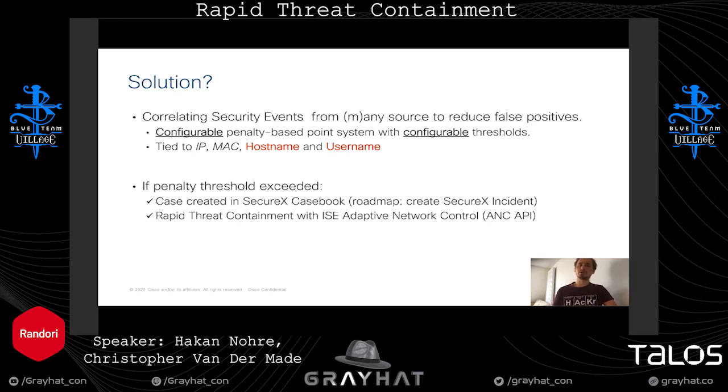Now we're doing two forms of rapid threat containment. One is using ICE, the Identity Services Engine, which is Cisco's network access control system, and we're using the ANC API to do that. We're also doing rapid threat containment with AMP host isolation, and we're using the AMP API to do so. The nice thing is that we're doing this all with APIs, and in a little bit you'll notice that it's very easy to swap out these solutions for other systems if needed.